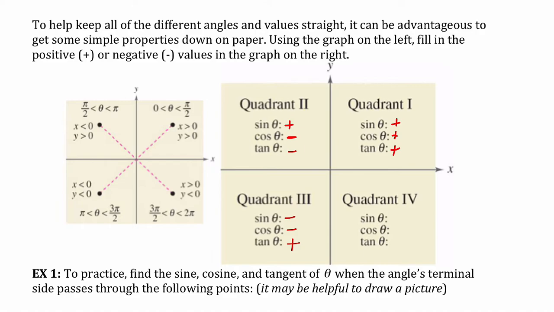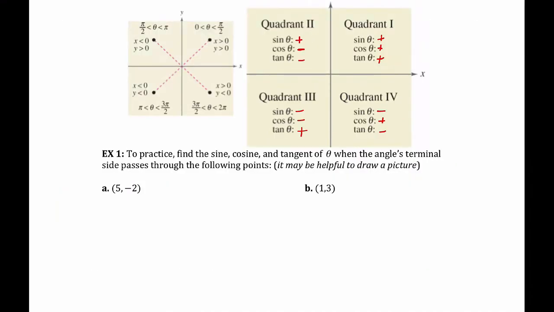In quadrant 4, the sines are the y values, so they're negative. Cosines are the x values, so those are positive. And the tangent is y over x, or sine over cosine, so negative over a positive gives you negative as well. We're going to try to work a couple of examples below: find the sine, cosine, and tangent of an angle if we know a point on its terminal side.